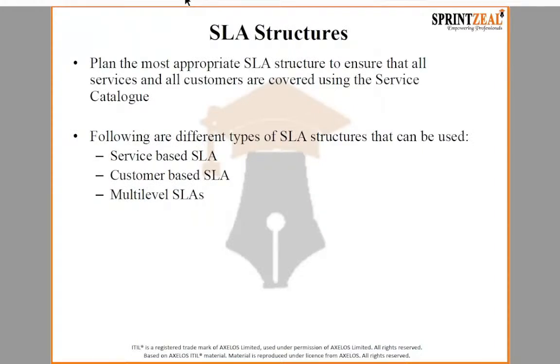Service level agreement structures. The most appropriate SLA structure ensures that all services and customers are covered using the service catalog. So it's just a good note. So if you're thinking about, okay, what would this SLA look like? So it would cover everything. Following all different types of SLA structures can be used: service-based SLAs, customer-based SLAs, and multi-level SLAs.